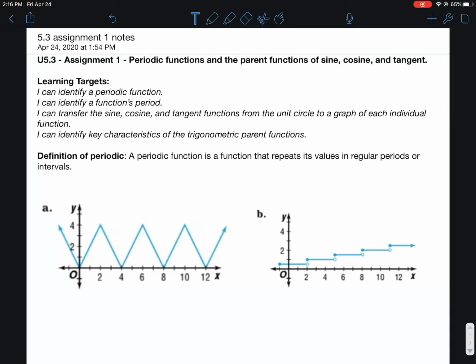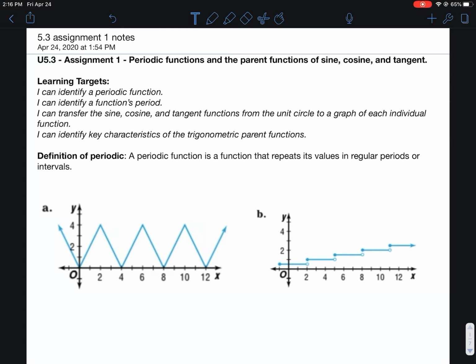Then we also are going to transfer the sine, cosine, and tangent functions from the unit circle to a graph. And we're going to identify key characteristics of the trig parent functions down below. If you look in the attachment in the assignment, there is a notes page in where we will graph the sine, cosine, and tangent function. For this piece, though, about periodic functions, you can just jot this down in your notebook or somewhere before you start the assignment. This isn't actually on your note page.